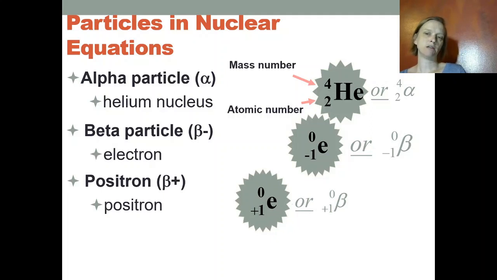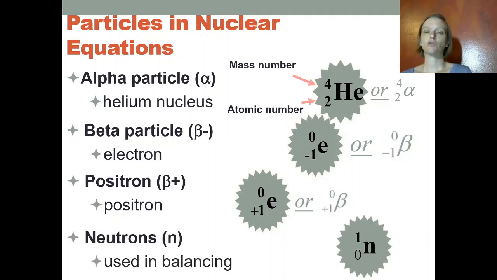A positron is similar to an electron in mass, but it has an opposite charge. So when involved in nuclear reactions, a positron increases the number of protons found in the nucleus. So it increases the proton count, so it has a +1 atomic number, but a mass of 0, the same mass as an electron. Again, the positron, just like the beta particle, can be written with the Greek letter beta or with an E for an electron.